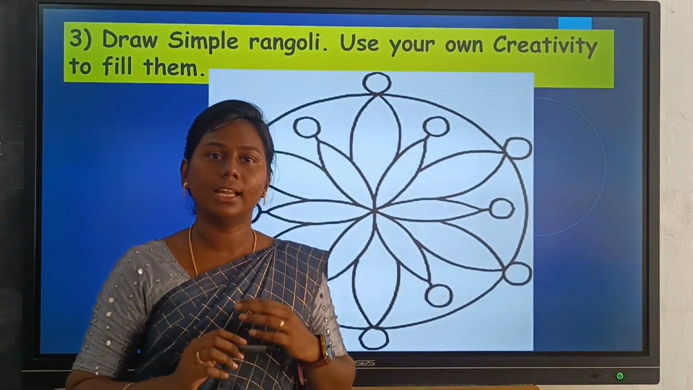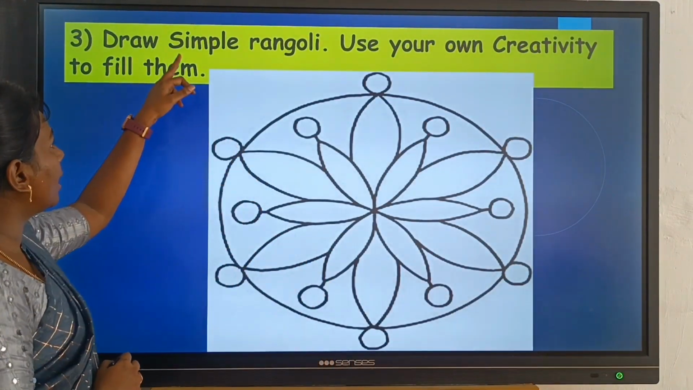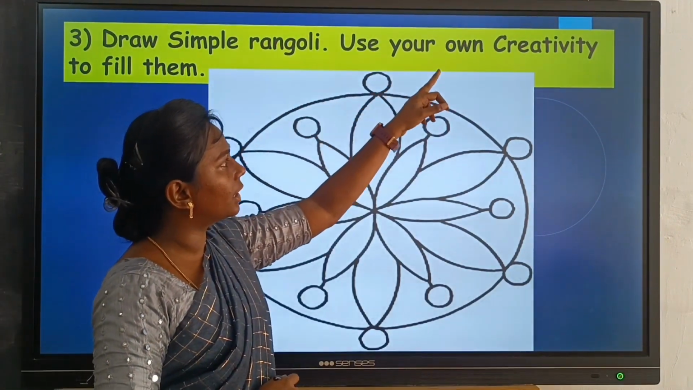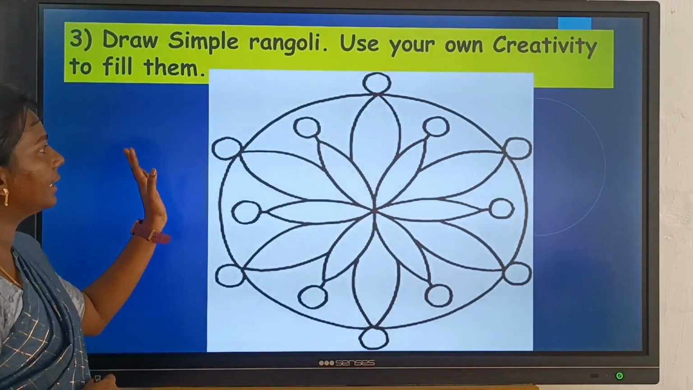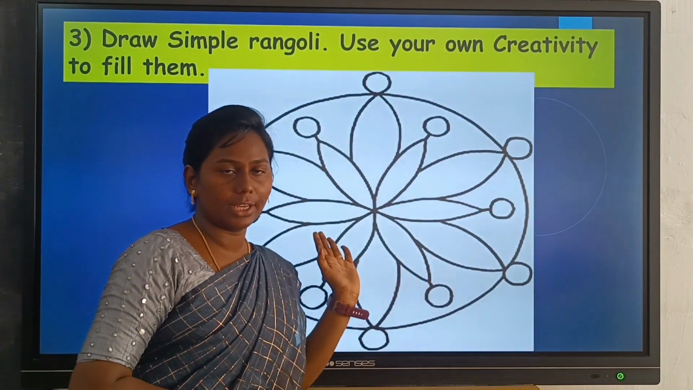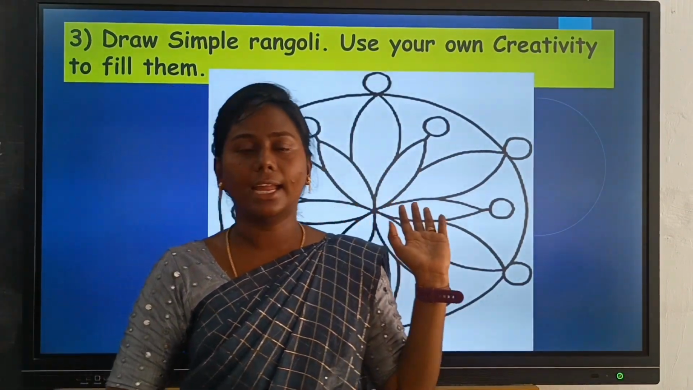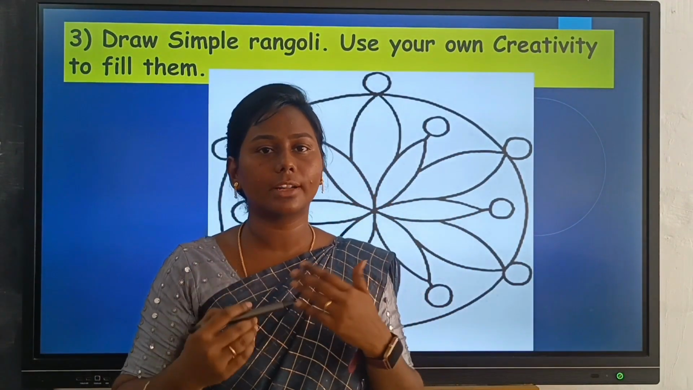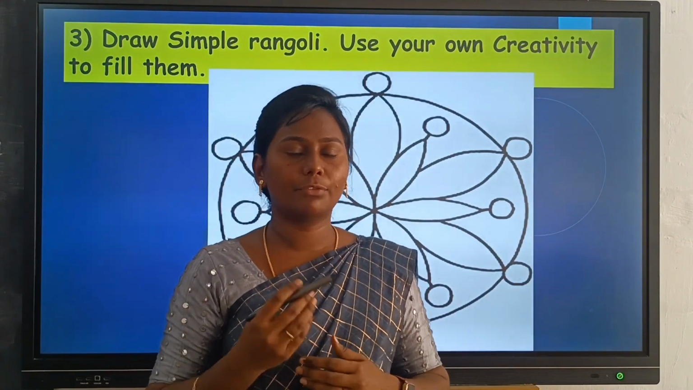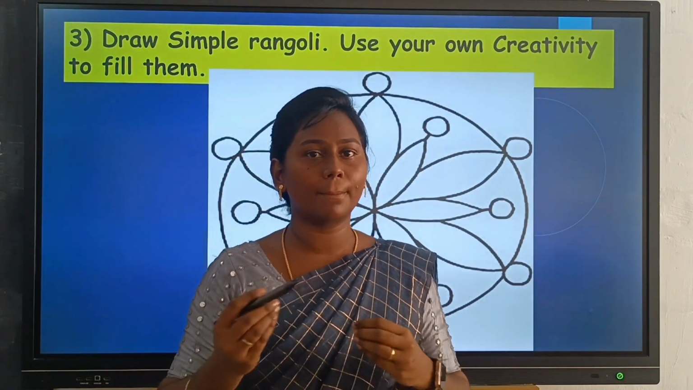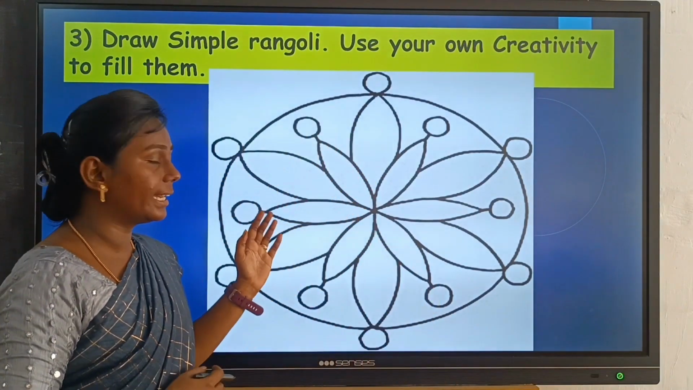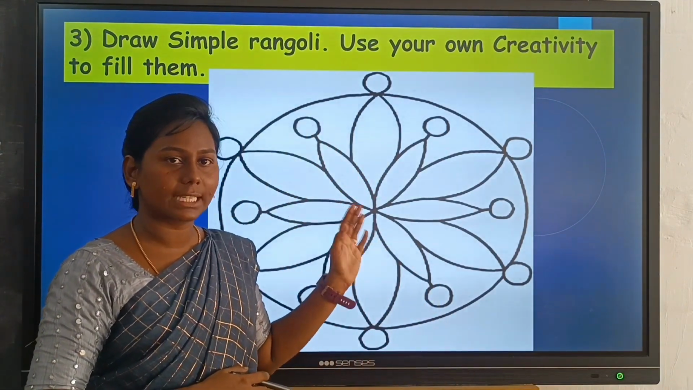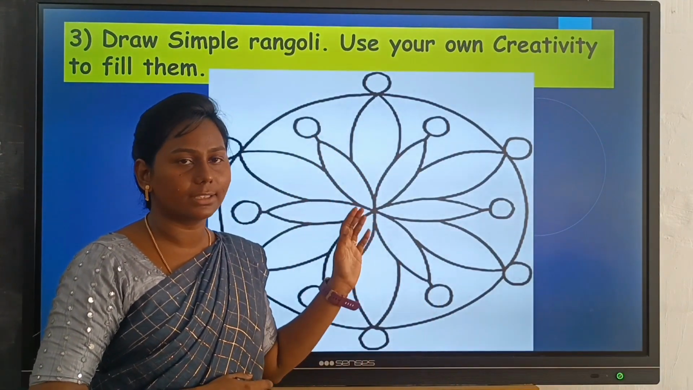And finally, last question. Draw a simple rangoli. Use your own creativity to fill this page. And here you have to create your own rangoli style. Okay, if you want any help, you ask your mother also. It is very interesting. Okay, don't skip this and work it out at your home.